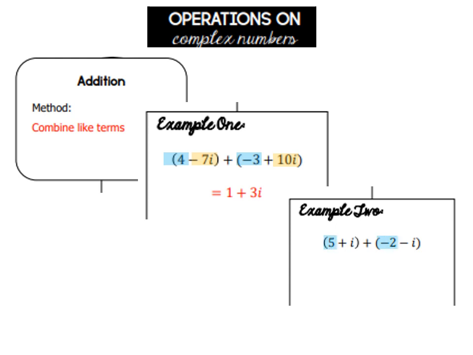Example 2, 5 and negative 2 are the real parts. 5 plus negative 2 is 3. The imaginary parts, i and negative i. 1 plus negative 1 is 0i. So that just simplifies to 3.